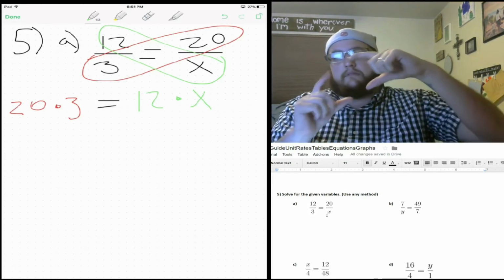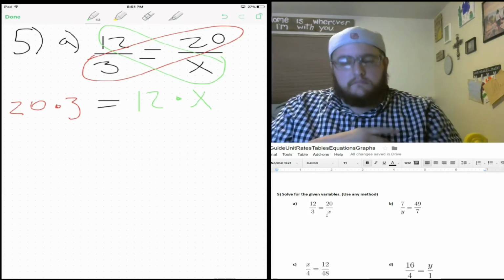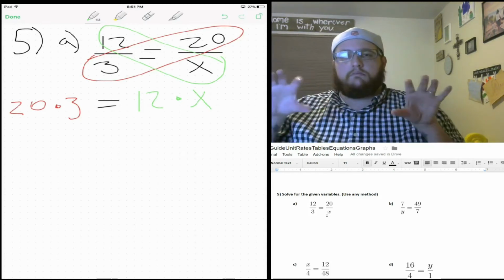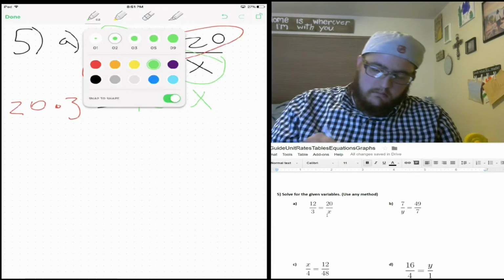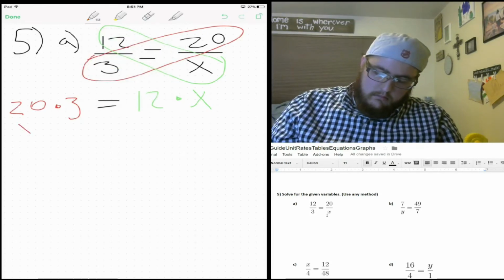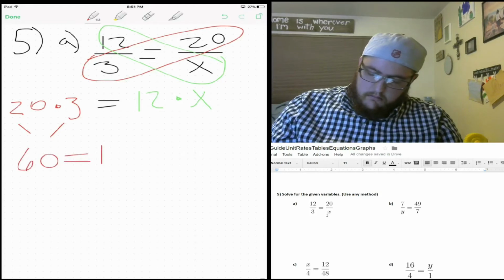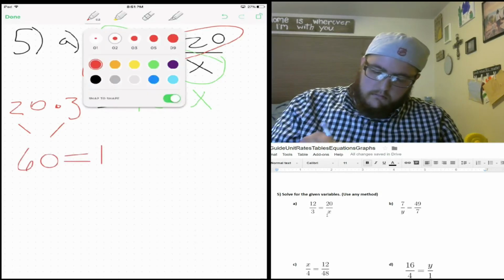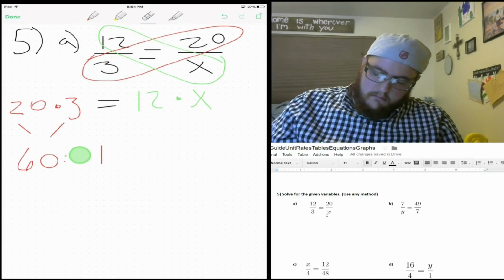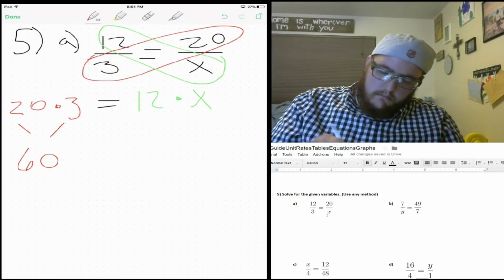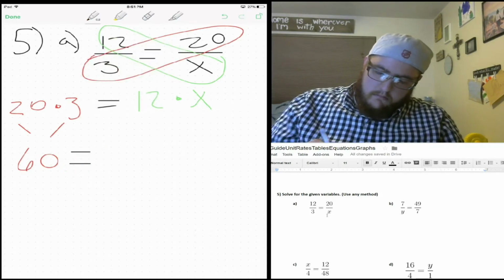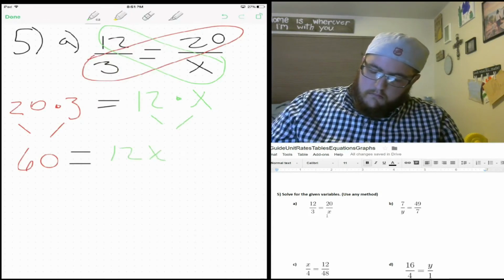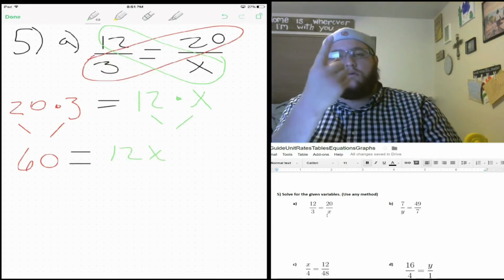Again, just remember that the way we do it is after we make our butterfly wings, we set the product of one butterfly wing equal to the product of the second butterfly wing. 20 times 3 is 60. And let me change my color. 12 times x is 12x.